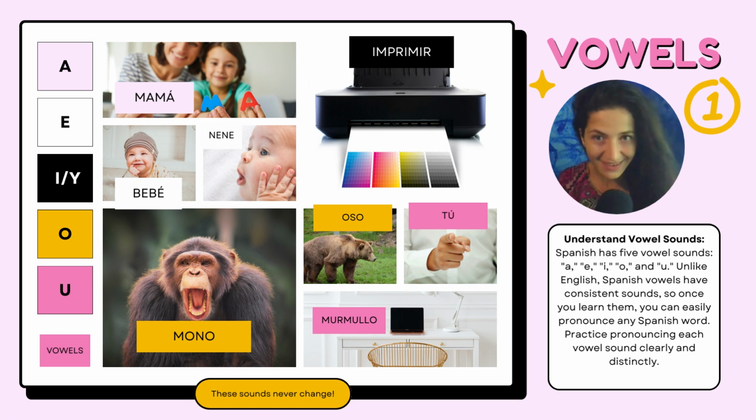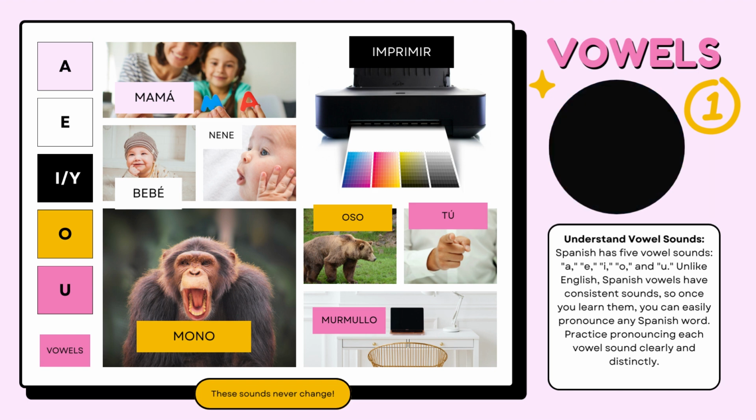For e, the second one in white, we have bebe and nene. Both mean baby. Bebe, nene. For I in black, we have imprimir. Imprimir. 3 of them actually. All of them sound the same. It means printing.